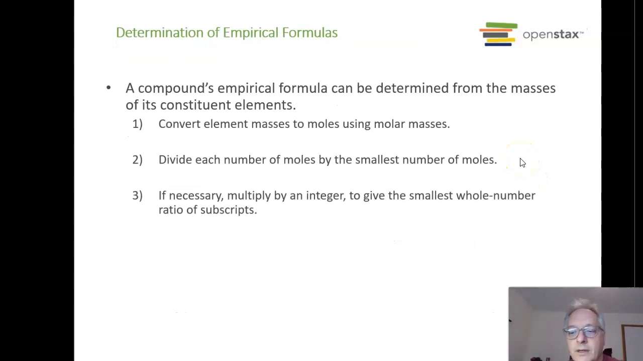Now, if you know those percentages, a compound's empirical formula can be determined from the masses of its constituent elements. So in other words, if you send your sample away and some results come back, and you can get the relative masses of the different elements, you can change them to moles. You know how to do that. And then we can go ahead and figure out the empirical formula. It's pretty much a 3-step process, very easy.